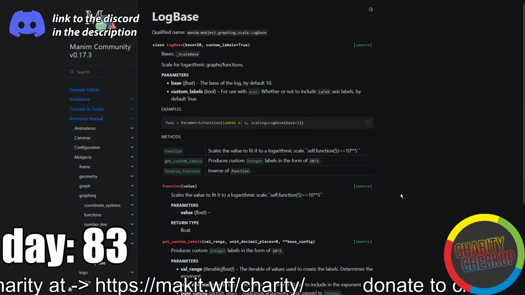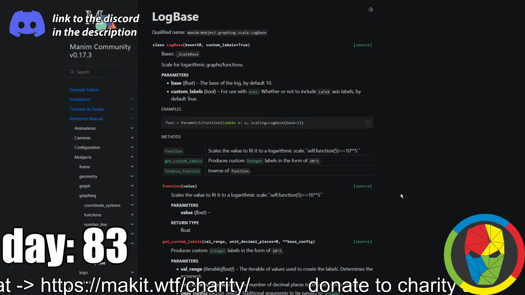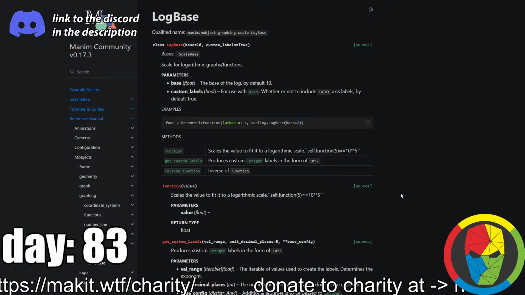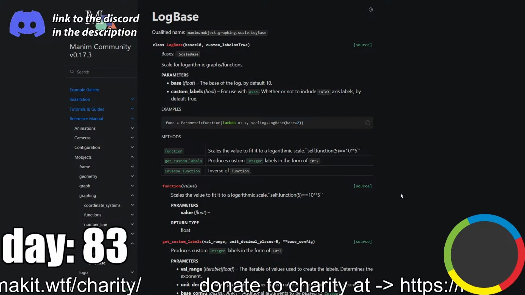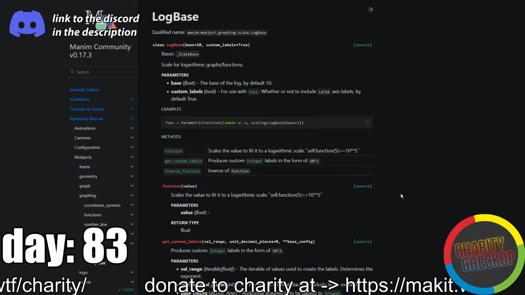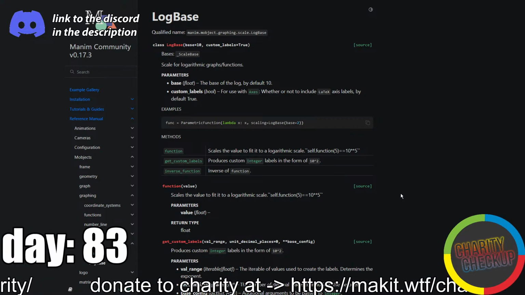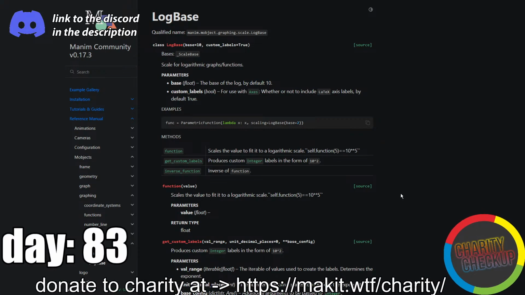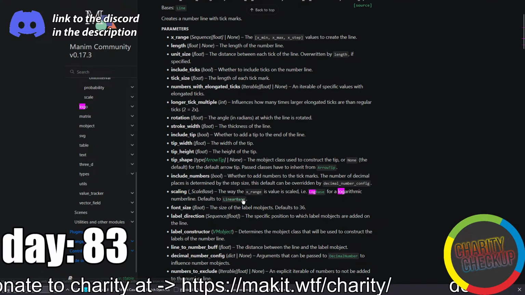Actually, we don't want log base. Wait. Yeah, we don't want log base. What we want is a different function. We want something that would fit everything in between 0 and 1. I mean, there are loads of functions like that, but can we set the scaling?